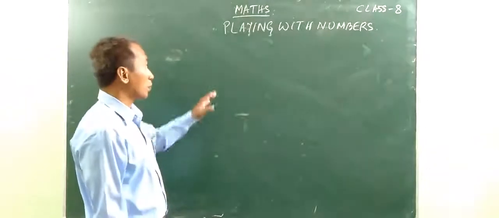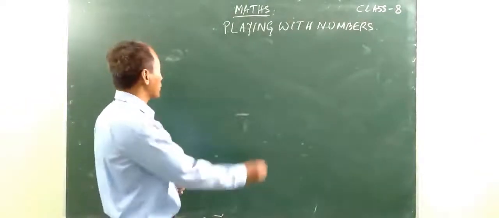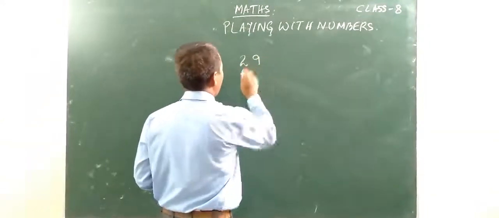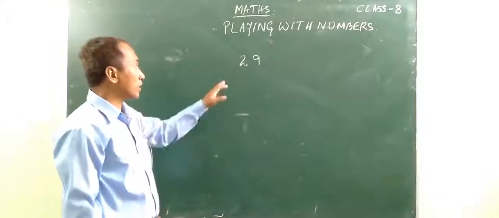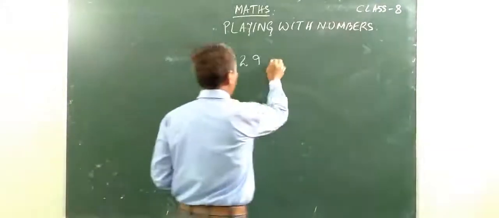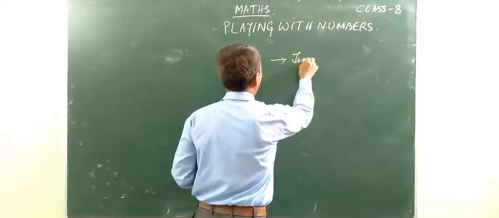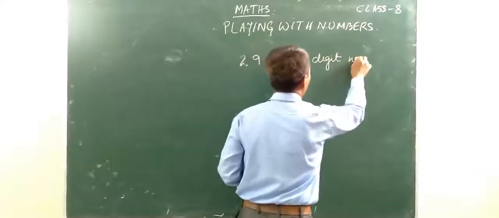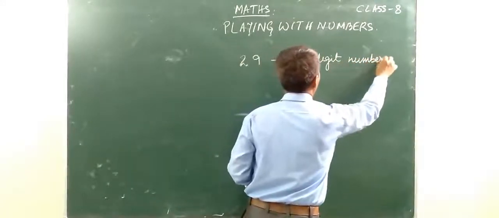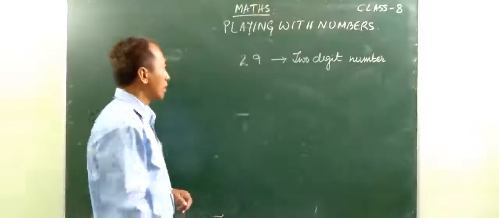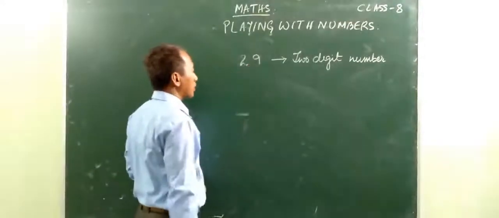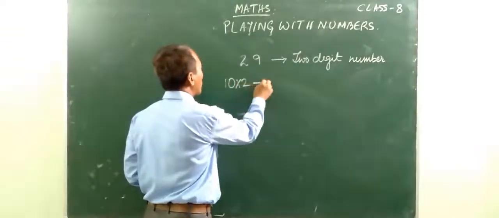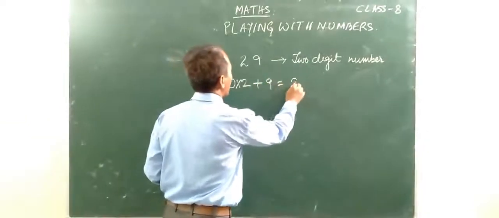Now we are going to play with numbers. Here I write one number, 29. What kind of number is this? It is a 2-digit number. How does this 29 2-digit number come? It comes like this: 10 into 2 plus 9 equals 29.